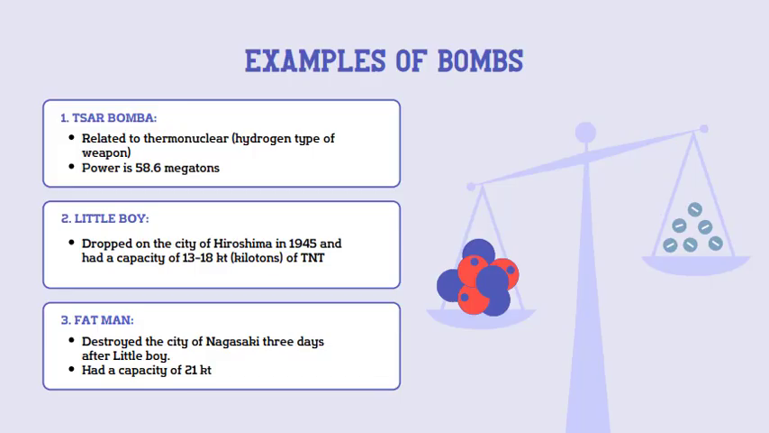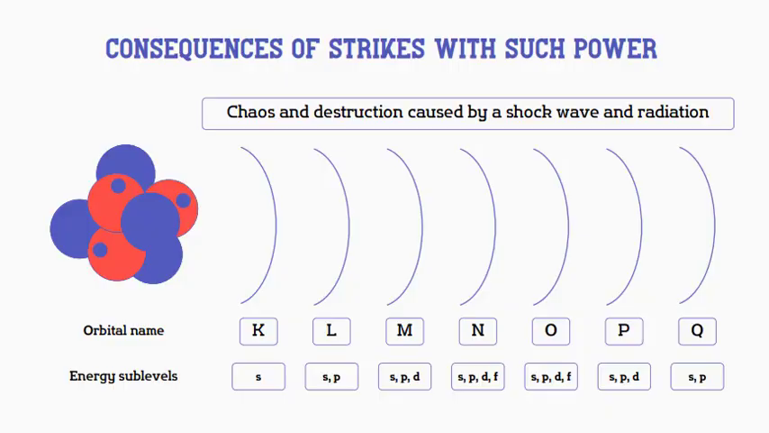So we have some examples of bombs. We have the Tsar Bomba, which is a thermonuclear bomb. It's a hydrogen type of weapon, and its power is 58.6 megatons. And then we have Little Boy and Fat Man. Little Boy was dropped on the city of Hiroshima in 1945 and had a capacity of 13 to 18 kilotons of TNT. And then Fat Man destroyed the city of Nagasaki 3 days after Little Boy and had a capacity of 21 kilotons. The consequences of strikes with such power are chaos, destruction caused by a shockwave, and radiation.